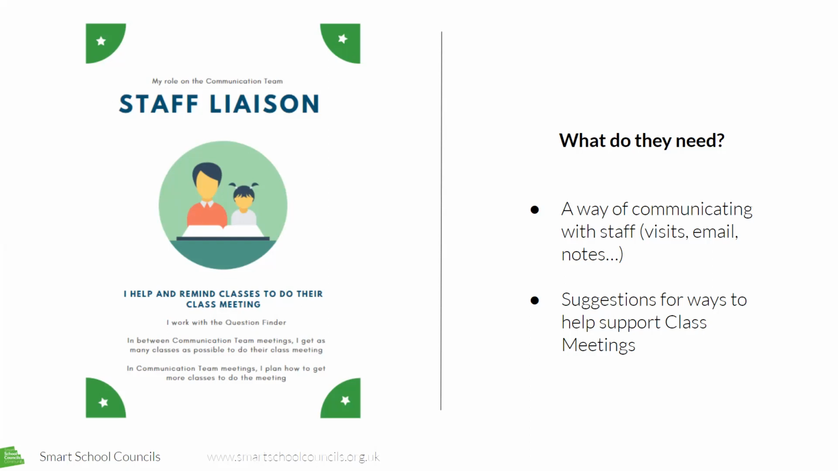I talked to a member yesterday who suggested that what they would do is leave notes for teachers at reception, for reception to distribute, that remind their staff if they haven't done the previous week's meeting. So that's a good way of doing it as well. What else do they need? They need suggestions for ways to support teachers if needed, which can be problematic at the moment. They can't go into a classroom and run the meeting for the teacher, but there are other ways you can consider that. So that's staff liaison.